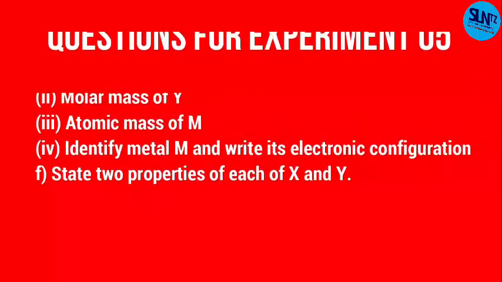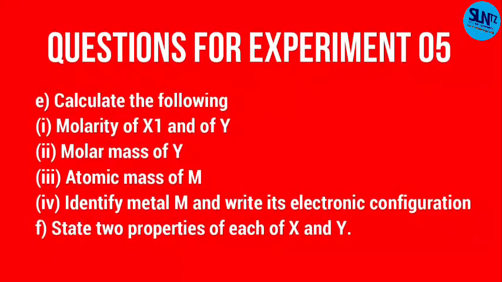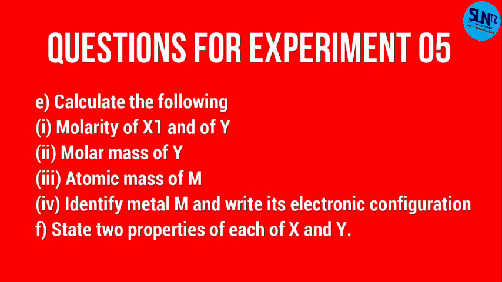Then another question: calculate the following. 1. Calculate the molarity of X and the molarity of Y. 2. Calculate the molar mass of Y. 3. Calculate the atomic mass of metal M. 4. Identify the metal M and write its electronic configuration. Then the last question: state 2 properties of each of X and Y. You are supposed to state properties of diluted sulphuric acid and the diluted solution of the base. Those are our questions about the experiment.